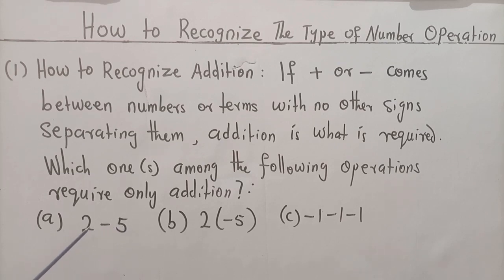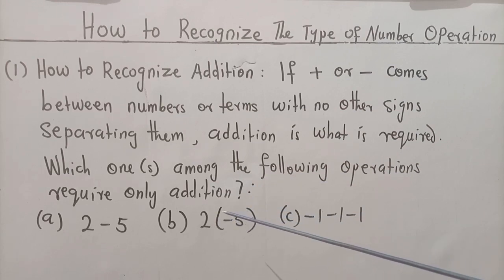Notice that the same numbers which are here are also here, but there is a little difference between the expressions. That difference is that here we have a bracket. Between 2 and 5, we still have minus, but there is this caveat, a proviso. What is it? That if plus or minus comes between those numbers and no other sign comes between them, then you can go on and carry out addition. But just watch this one.